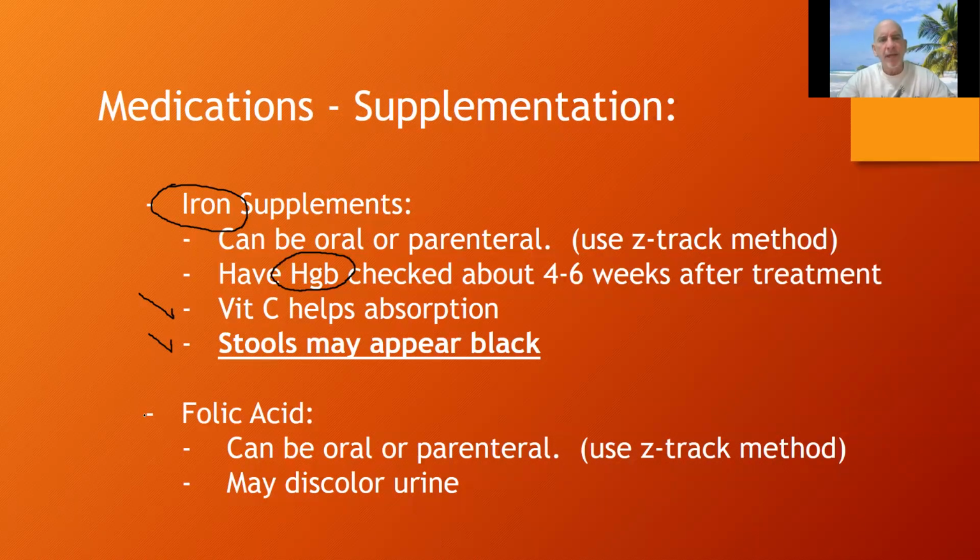Folic acid is one of the B vitamins. If you go out and buy a vitamin B complex, you'll have B1, B2, B12, B6, and folic acid. So it's in the vitamin B category. And there again, it can be taken orally or as a shot. It may make your urine, I think B12 makes it bright yellow, I believe.